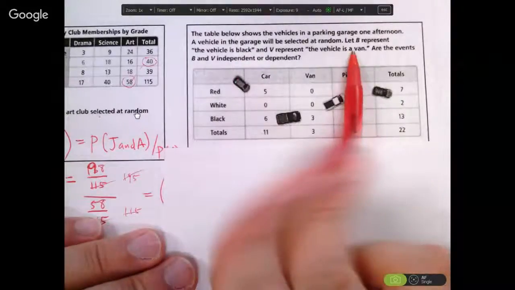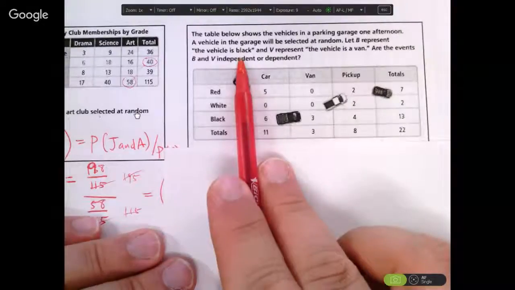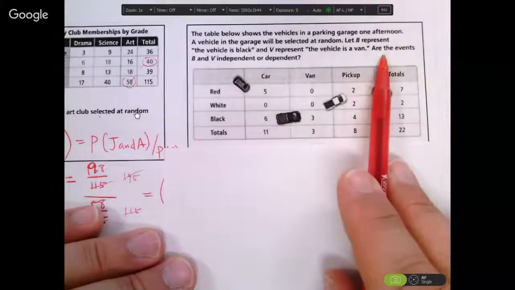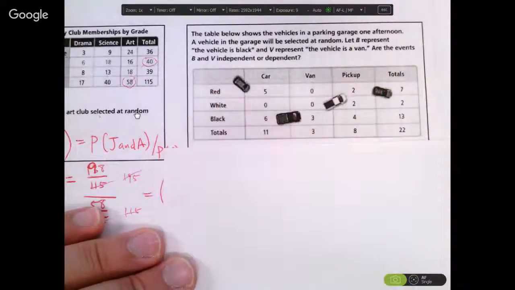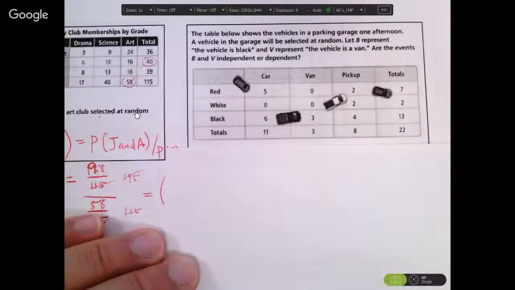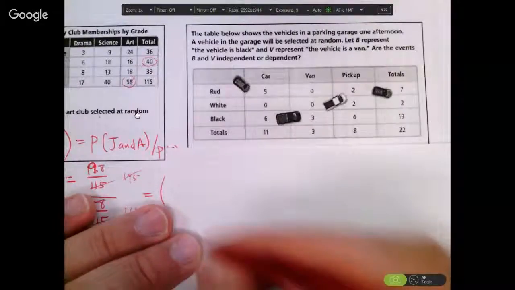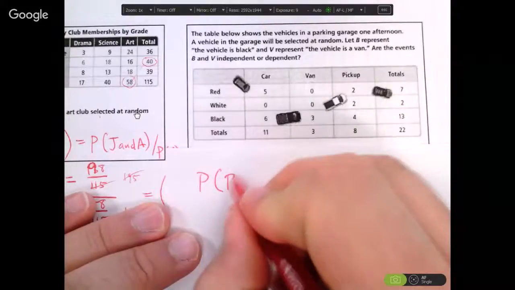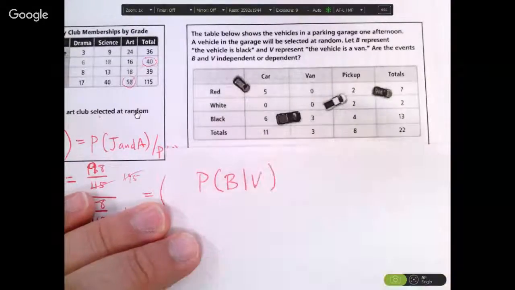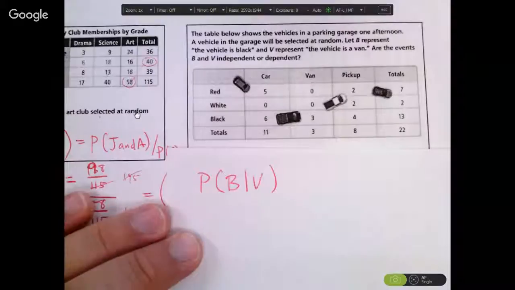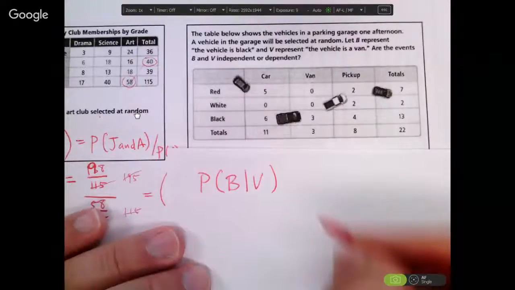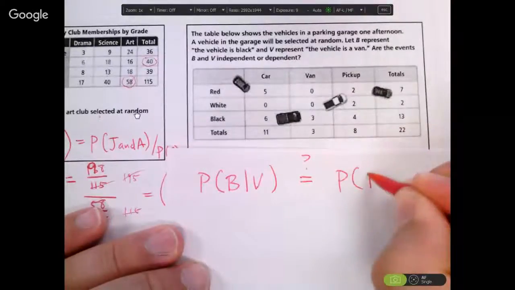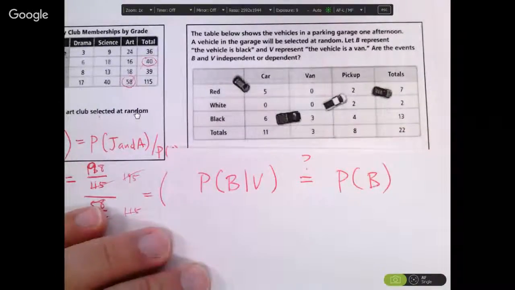Let B represent a black vehicle and V represent a van. Are the events B and V independent or dependent? Okay, so that's where the test comes in. The test is that the probability of B given V, okay, the question is asking, does that equal the probability of B? That's what the question's asking.